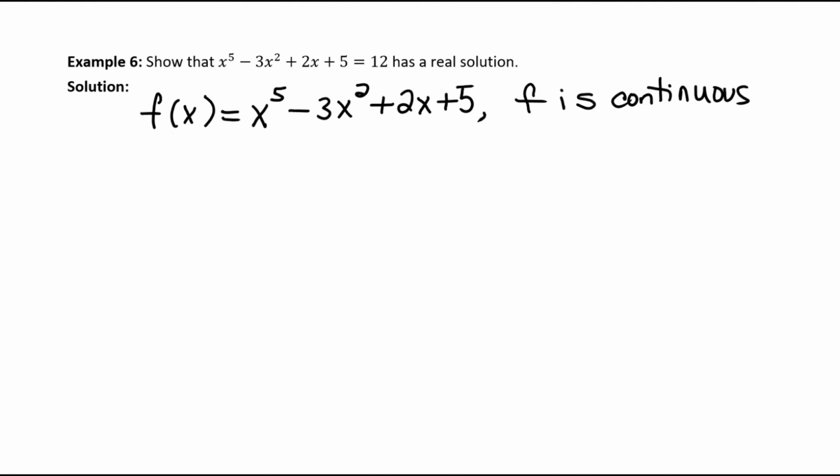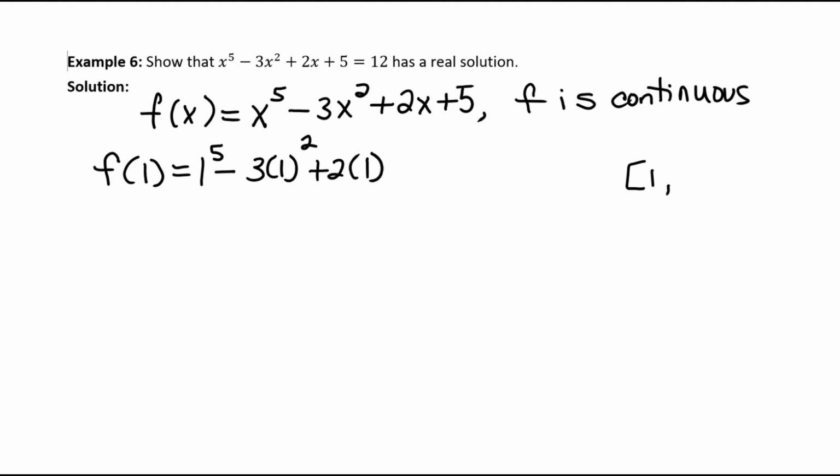So let's pick some arbitrary numbers. I want to pick 1. So one endpoint would be 1. And f of 1 would be 1 to the 5th minus 3 times 1 squared plus 2 times 1 plus 5. And when you compute that, you're going to have 1 minus 3 plus 2 plus 5, which is 5. I need a right endpoint, and for this, I'll pick the number 2.